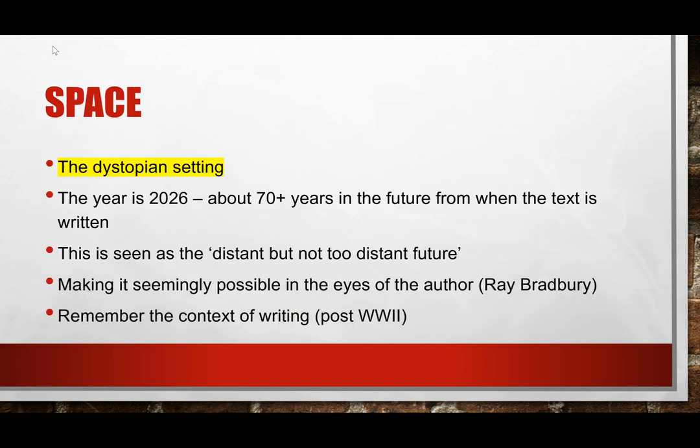So the space in our text. The space in our text is a dystopian future setting. That is the space that it takes place in. The year that it is set is 2026. We know this pretty early on in the text. At the time of writing, that would be just over 70 years into the future at the time of publication.